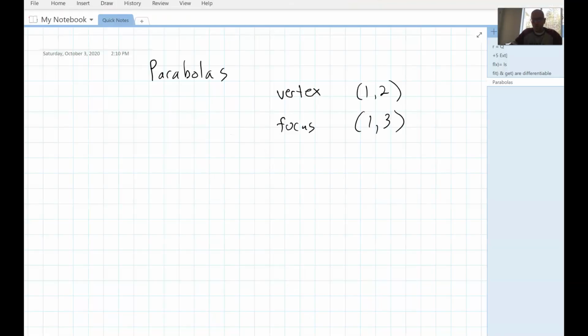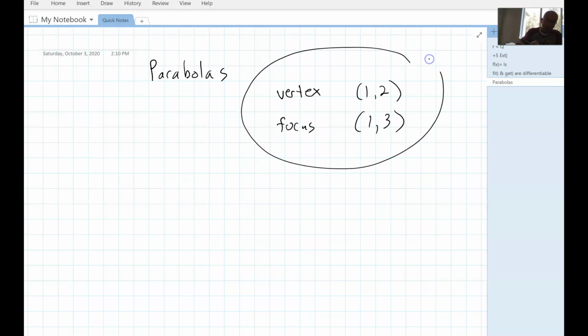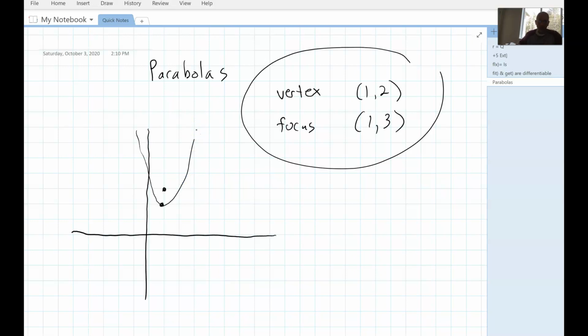And so we want to write the equation for this parabola. And really, that's all the information we need to know. Now, we could graph it, just so we can visualize what's going on here. So if we go over to the vertex, over 1 up 2, put a dot. Focus point is over 1 up 3, put a dot. So maybe you can visualize the parabola, looking something like that.